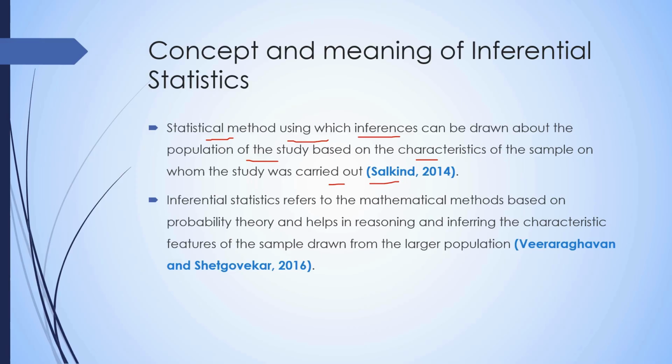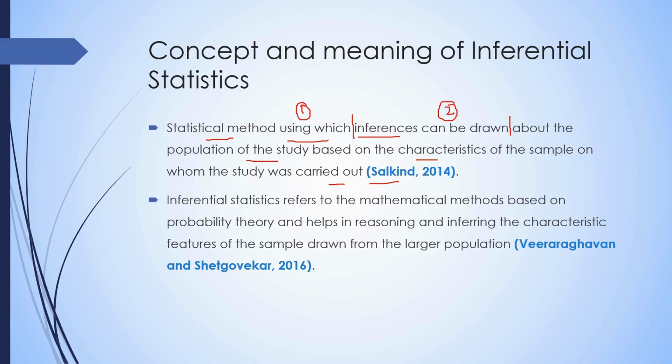Let's break this down so that it will be easy for you to remember. So the first part is, what is inferential statistics? It is a statistical method using which, okay, let's cut this down. This would be one. Statistical method using which inferences can be drawn. This would be our second part. What do you mean by inference? Inference means you are coming to a conclusion, or this would be the findings of your study. You're deciding something, that's your inference. So the first part is statistical method using which inferences can be drawn.